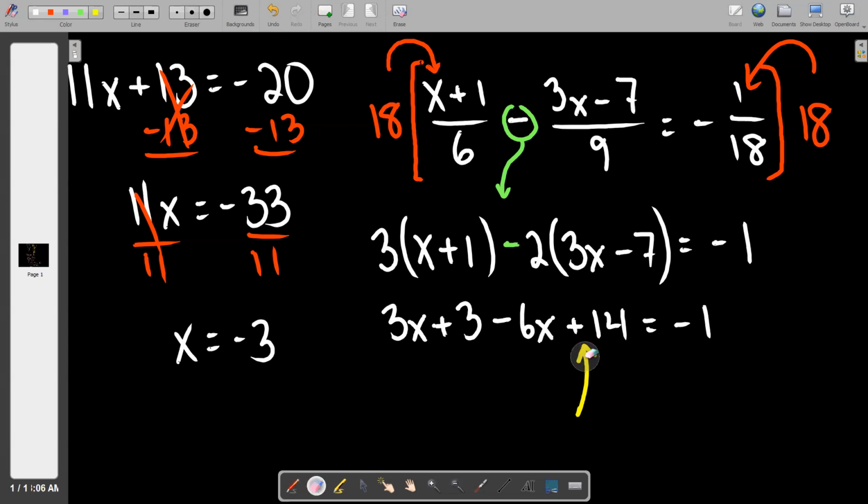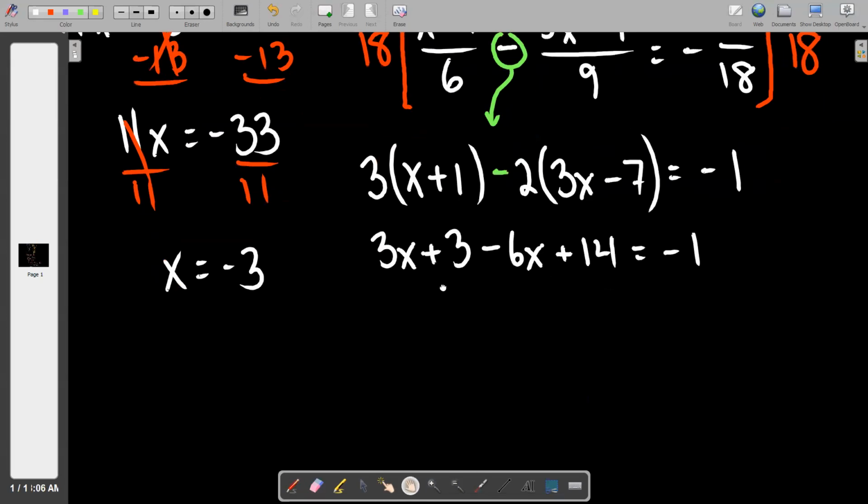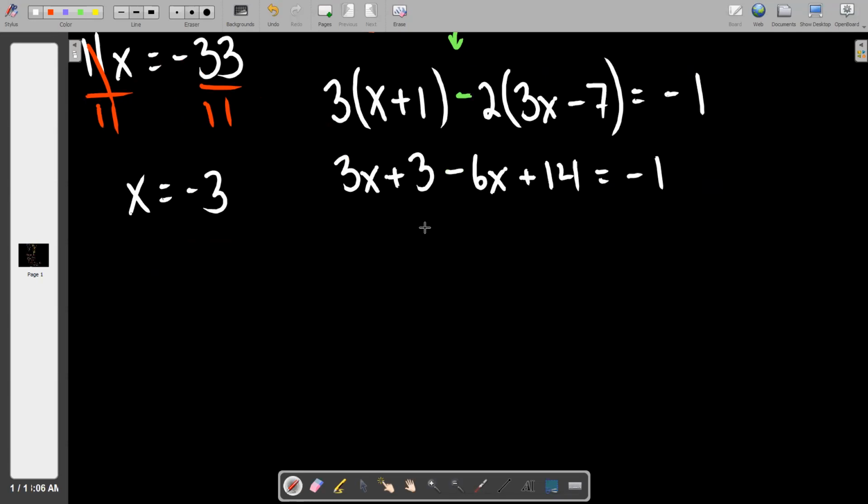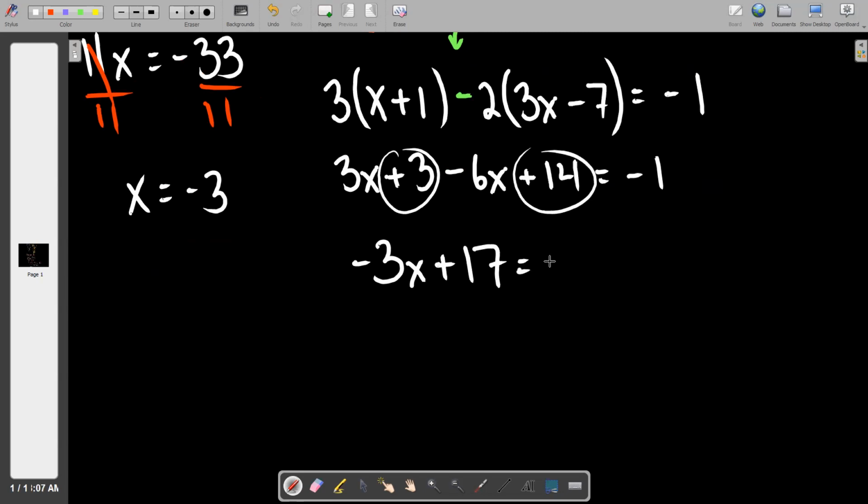Let's press on now. The rest is just business as usual. Combining like terms on the left gives me negative 3x, because 3x minus 6x is minus 3, or negative 3x. Combining my constant terms, that's the 3 and the 14, gives me 17. And now it's time to let the sides go together.